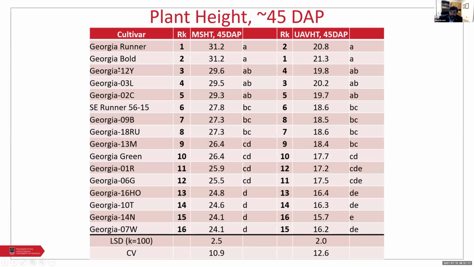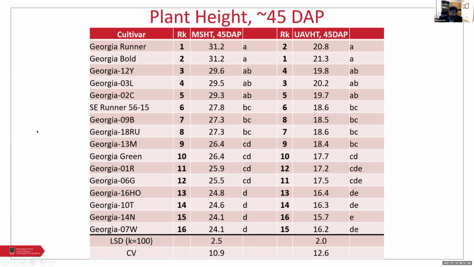So I'll have several tables set up similarly to this one. The first column is the cultivar name, followed by the rank for main stem height at around 45 days after planting, then the mean separations, and then ranks for UAV-based height at around 45 days after planting, followed by the mean separations. At the bottom of the tables are the LSDs. These are Waller-Duncan mean separations at K equals 100, and then CVs at the very bottom of the table.